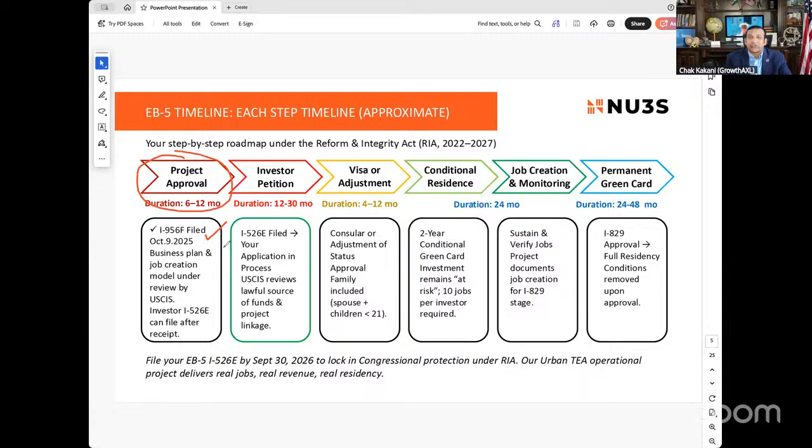And the investor petition, your I-140 equivalent if you're familiar with EB2, EB3, is called I-526 in the EB-5 process. You can apply directly, even while the 956F approval is ongoing. You can still apply for an I-526 right away. And if you're from India, because India is current at this point in time, it allows you concurrent filing of I-485, which is your adjustment of status.